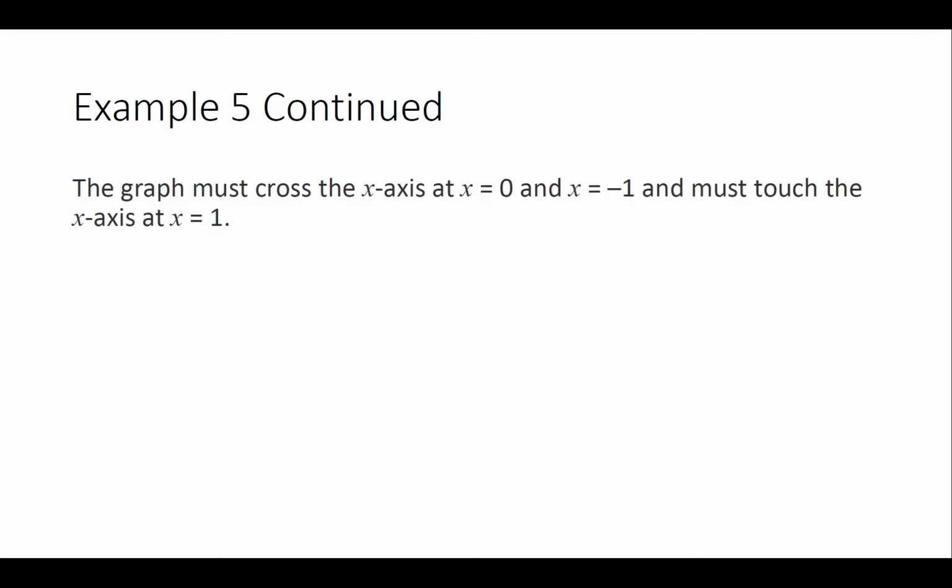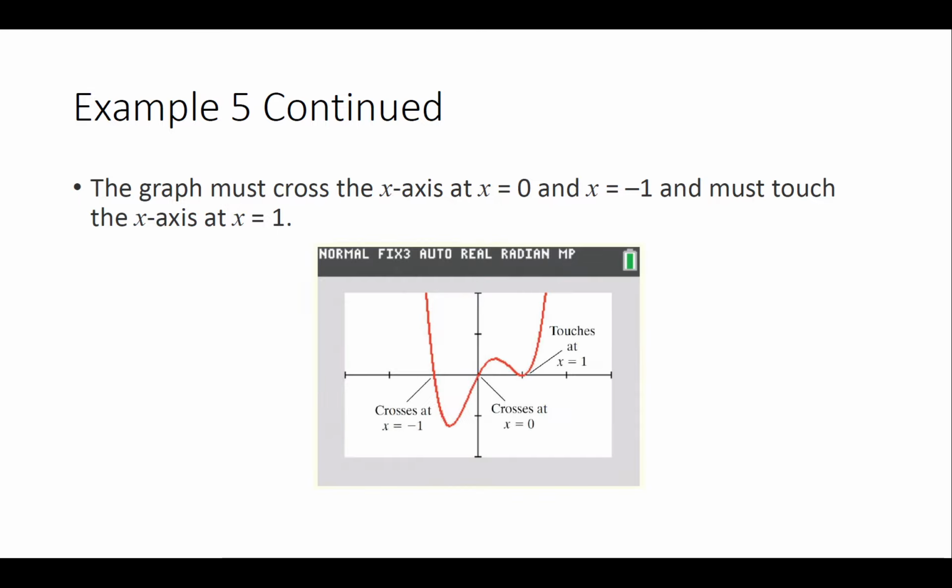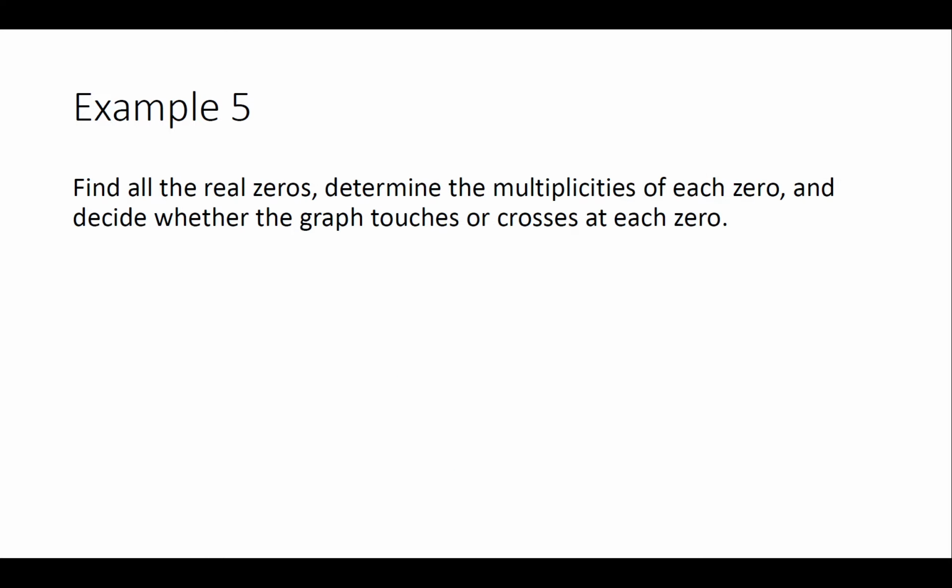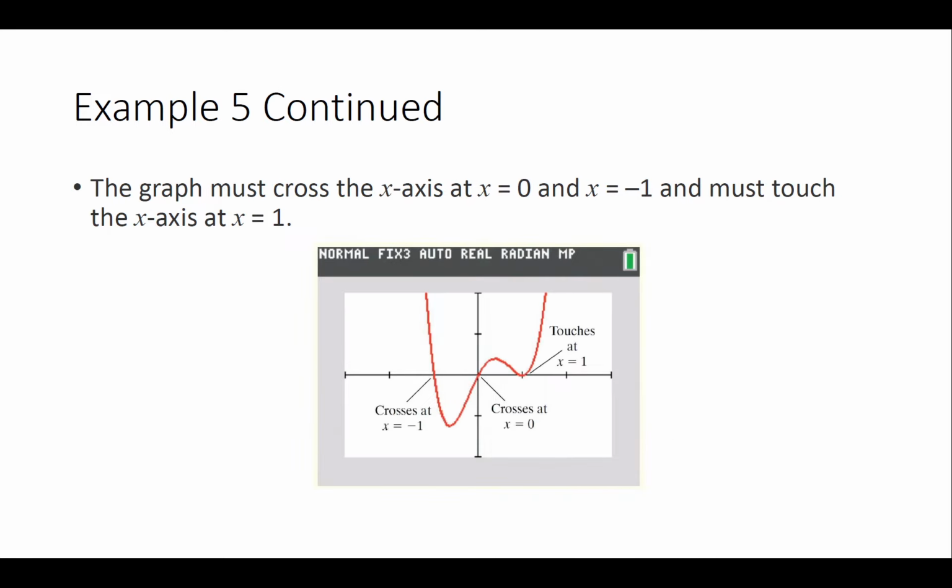So this is our finding. The graph must cross the x-axis at x equal to 0 and x equal to negative 1 because of their multiplicity, and must touch the x-axis at x equal to 1. So tentatively, this is the graph of that particular polynomial function. I used a graphing tool to show you how it's crossing. Here you can see that at negative 1 it's crossing, at 0 it's crossing, but at 1 it's touching. And you can have this complete graph. This is what we're going to discuss next, but for now just focus on crossing and touching.